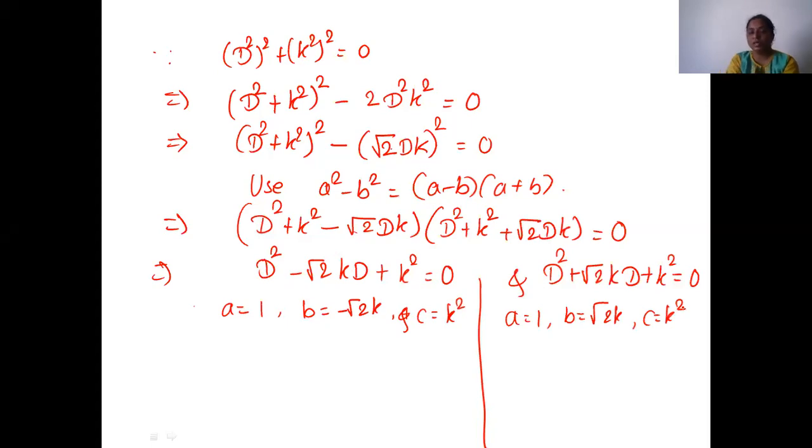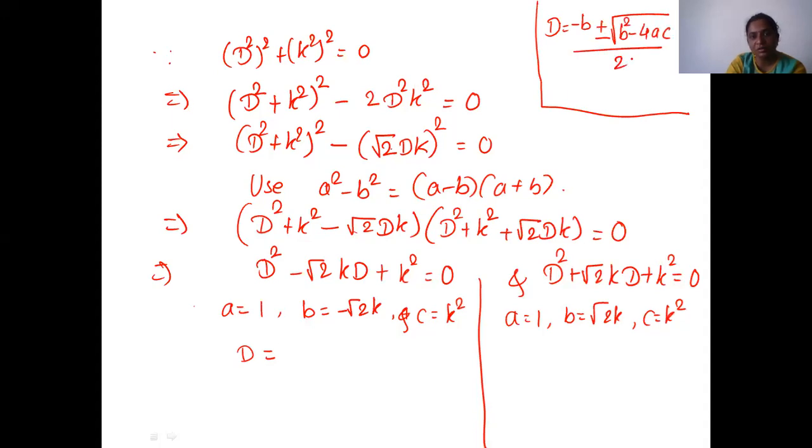Do you understand that we cannot use a calculator every time? There are some questions where we have to use the formula, so it's important that we remember it. What is the formula? Minus b plus minus root of b square minus 4ac, upon 2a. Correct, this is the formula.